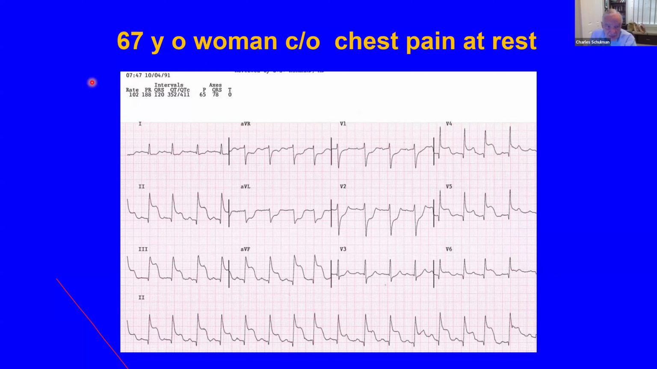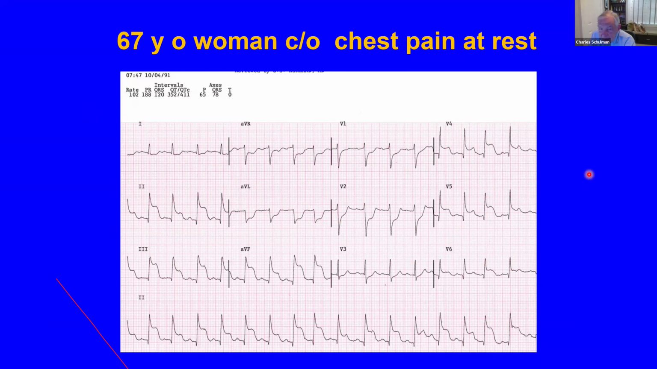The director of the electrocardiographic laboratory at Beth Israel Hospital at the time gave this to me because it was so unusual. You'll notice that at 7:47 in the morning, she has these very nasty looking ST elevations in the inferior leads and in the lateral leads with reciprocal changes. We're going to talk about that in leads 1 and AVL.